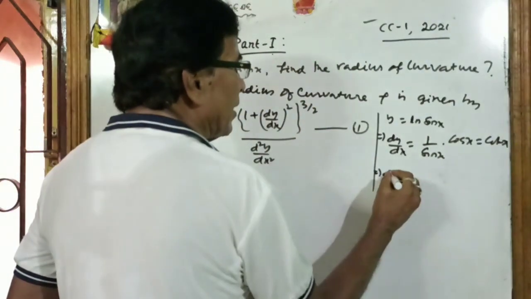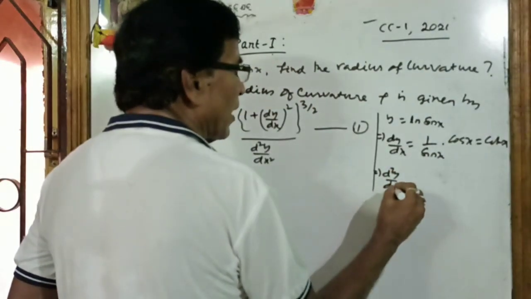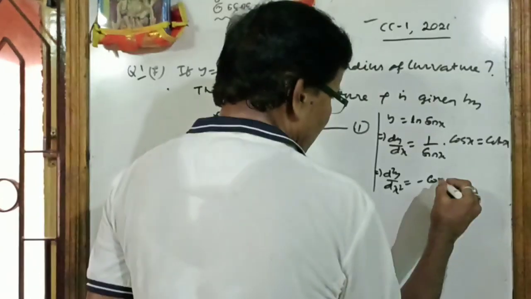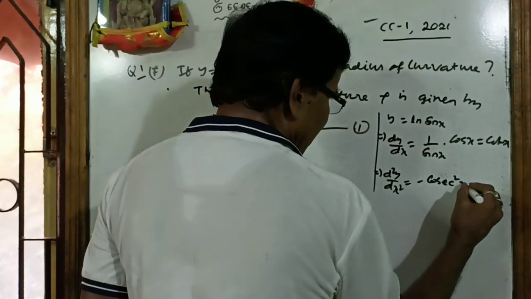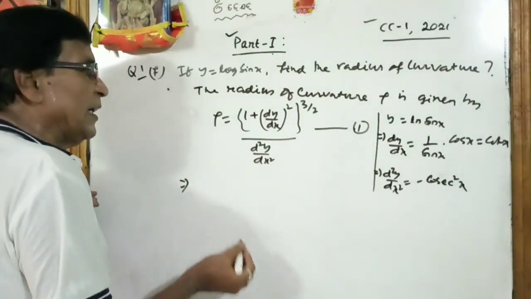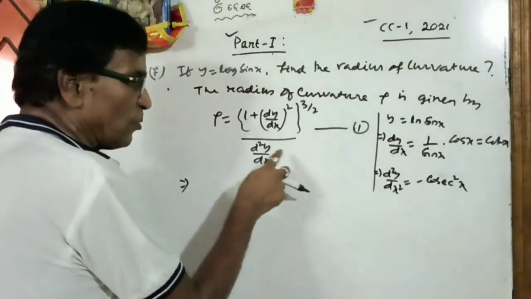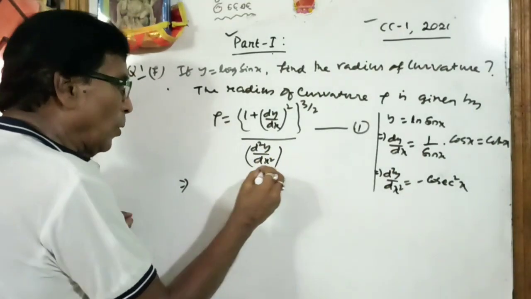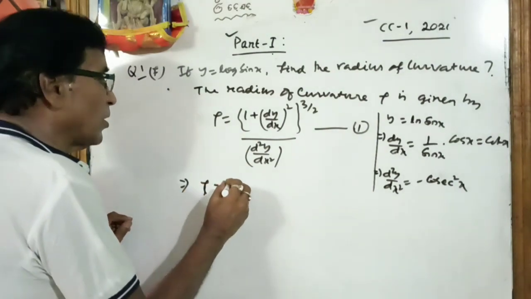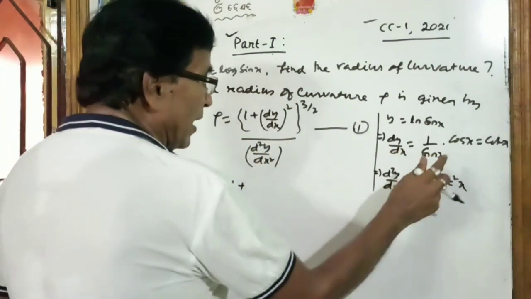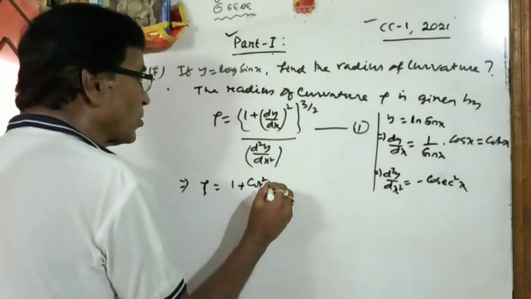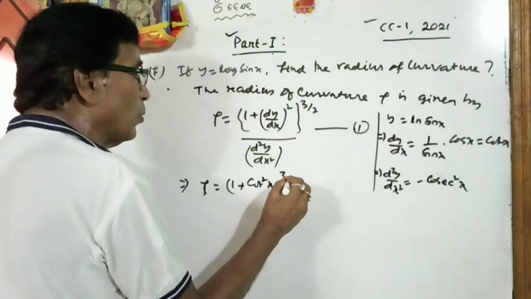Next, the second derivative d square y by dx square is equal to the derivative of cot x, which is minus cosec square x. Now on putting the values of dy by dx and d square y by dx square here, we get that the radius of curvature rho is equal to (1 plus cot square x) whole to the power 3 by 2, divided by minus of cosec square x.